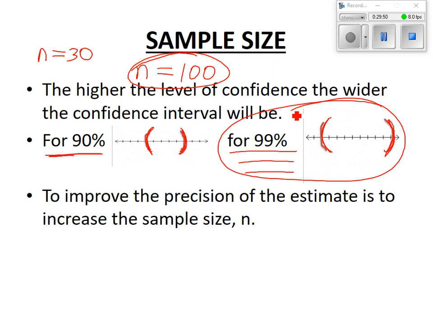So when you see stuff on TV, they'll say so-and-so has 45% of the votes. And then they'll say this, plus or minus 7%.